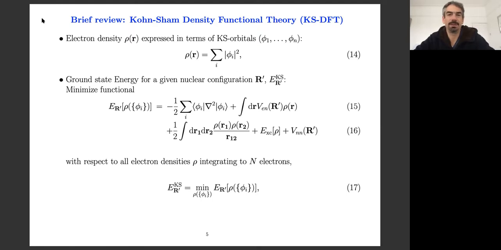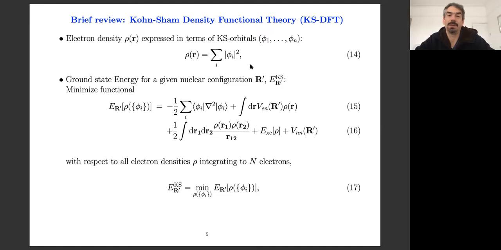Now, in density functional theory, we know that the quantity of interest is no longer the wave function, but the density, because the density basically determines the position of your nuclei. The position of your nuclei and the number of electrons determines your Hamiltonian, and the Hamiltonian determines the wave function, right? So these are the correspondences in the end. Okay, so the density, and then in Kohn-Sham density functional theory, you do introduce orbitals again, but just one-electron orbitals.